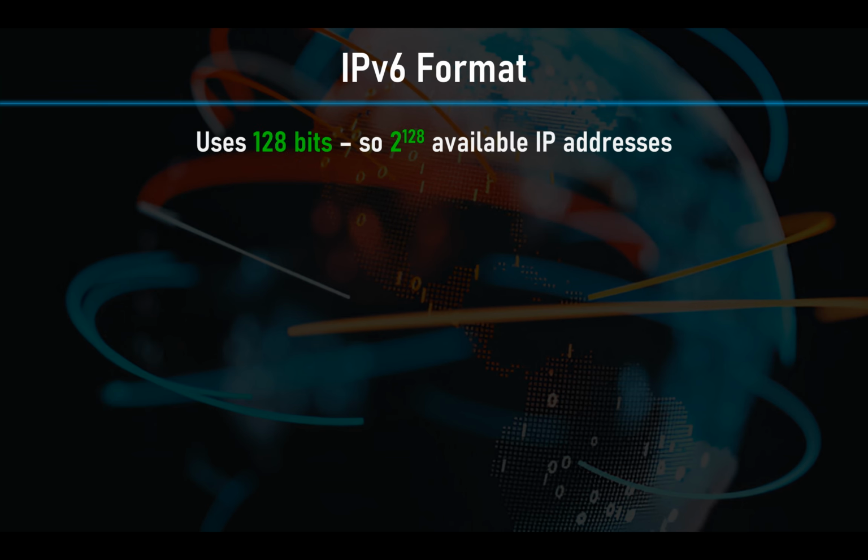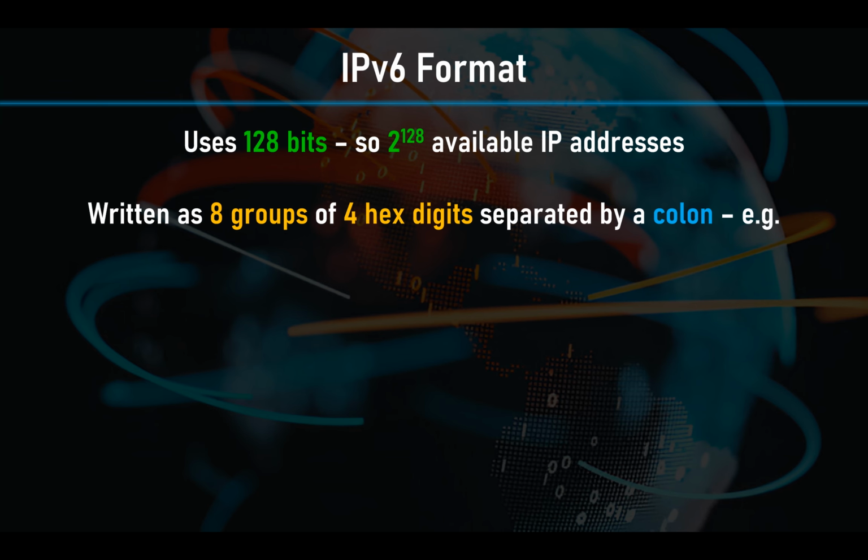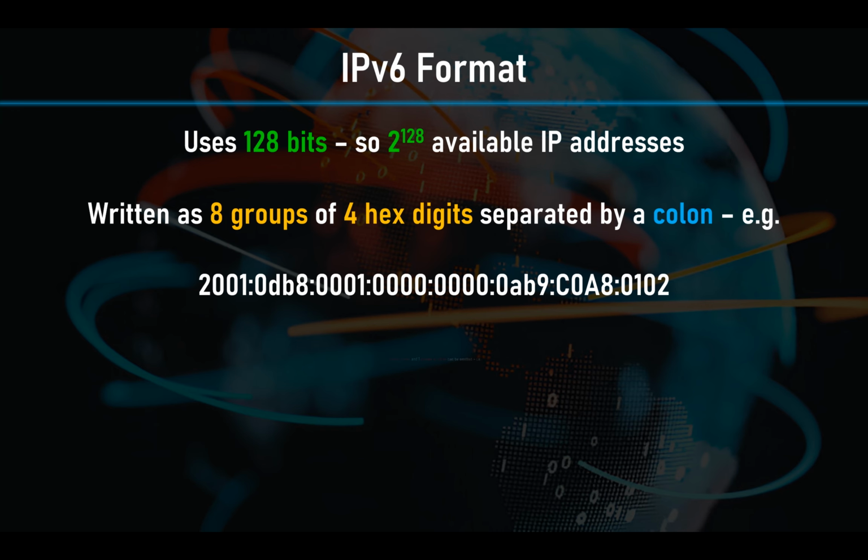Right, so if we look at the format, it's going to use 128 bits, so 2 to the power of 128 different IP addresses. I can't remember the number, I think it's something like 10 to the power of 38, just a huge number. It's written as 8 groups of 4 hex digits, separated by a colon. So for example, like that.